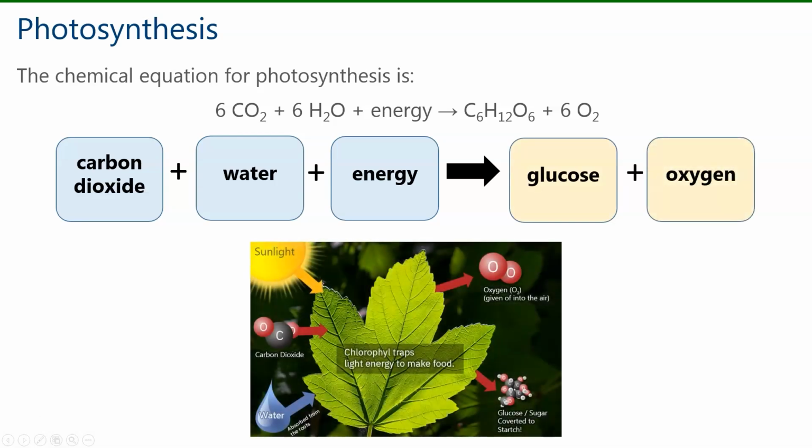We can see from the diagram, the plant takes in carbon dioxide gas from the air, it takes in water, which it absorbs from its roots, and it takes in sunlight, which is light energy. Through the process of photosynthesis, the plant's able to produce glucose and oxygen gas, which is released into the air.